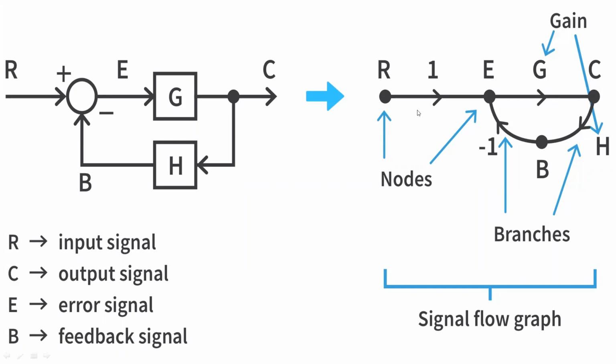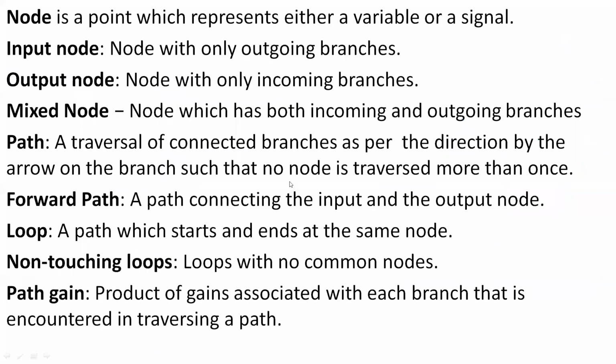There are three types of nodes: input node, output node, and mixed node. That's exactly what we will see in this. Here the gain from R to E is 1, from E to C the gain is G, and H is the gain here. So these are the branches. This is how we understand signal flow graphs. Let's understand the terminology.